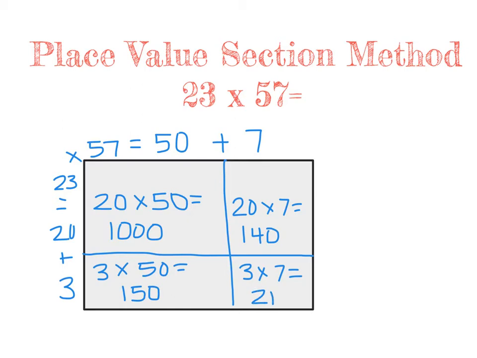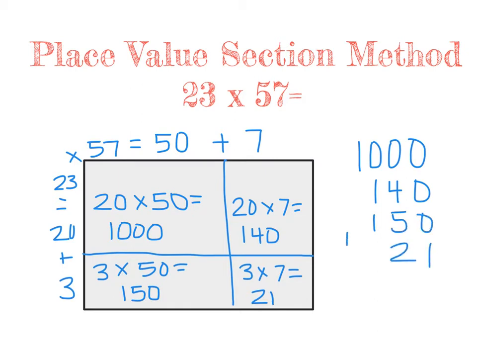Now that I have multiplied out each of my sections, I'm going to add each of the partial parts. So 1,000 plus 140 plus 150 plus 21 equals, which is 1, 11, carry my new 1 over, 3, and then 1. So my answer becomes 1,311. So this is one way, boys and girls, that you can solve a multiplication problem, using the place value section method.